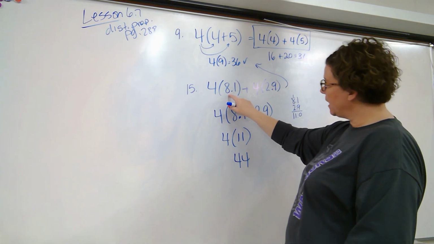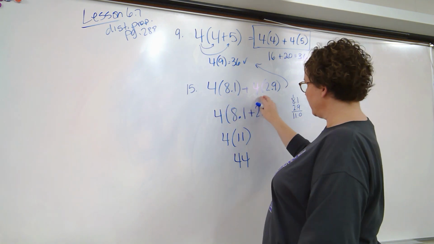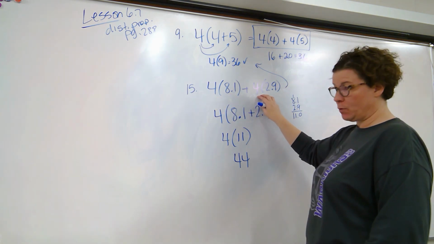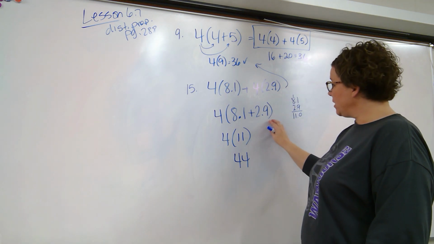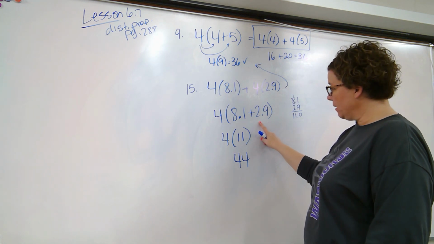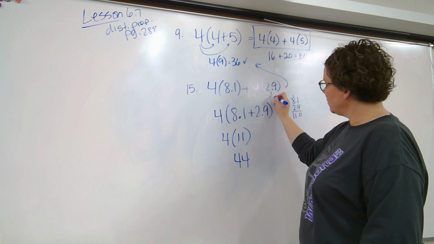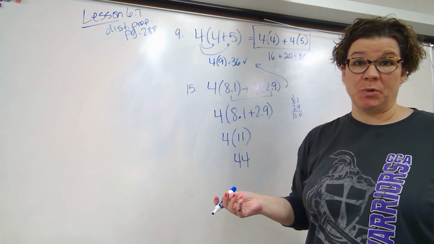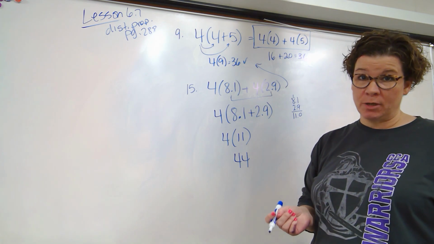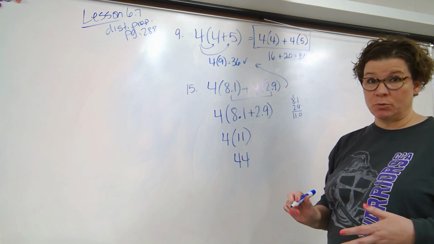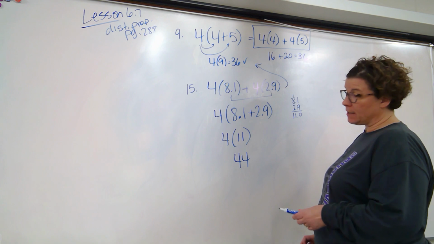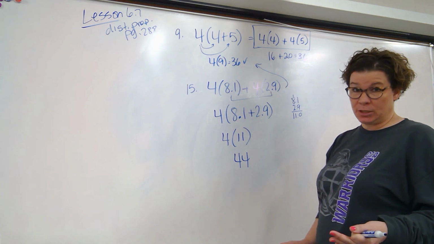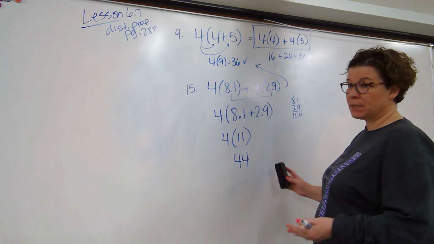Okay, I could have done 8.1 times 4 and then added it to 2.9 times 4. But they want me to use the distributive property because I know these two numbers added up give me an even round number without a decimal. Okay, which is a whole lot easier to multiply than if it had a decimal. And that's the whole reason behind using the distributive property. Get this written down.